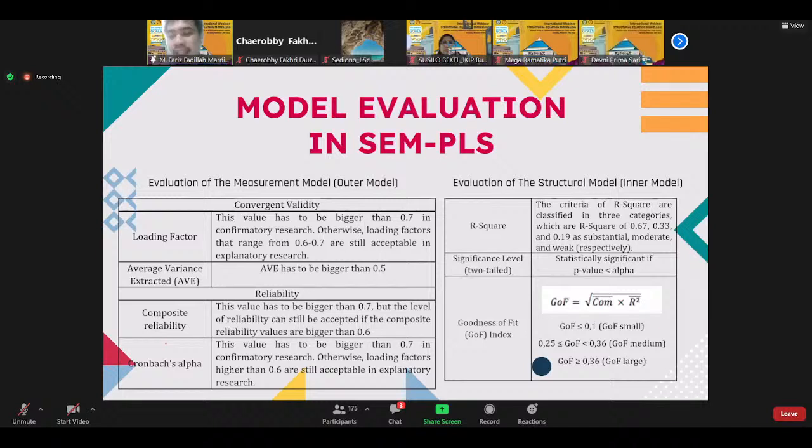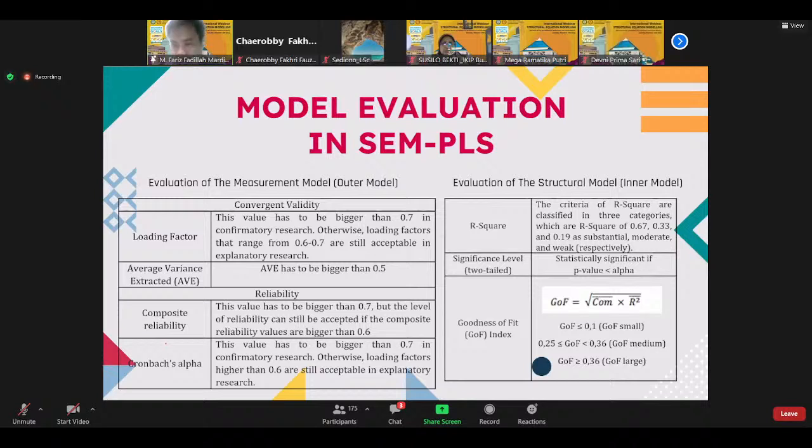Statistically significant if p-value is less than alpha, or alpha is greater than p-value. Okay, the last, you can use goodness of fit, which is different with SEM. In SEM PLS, the goodness of fit has just one formula. You use GOF.